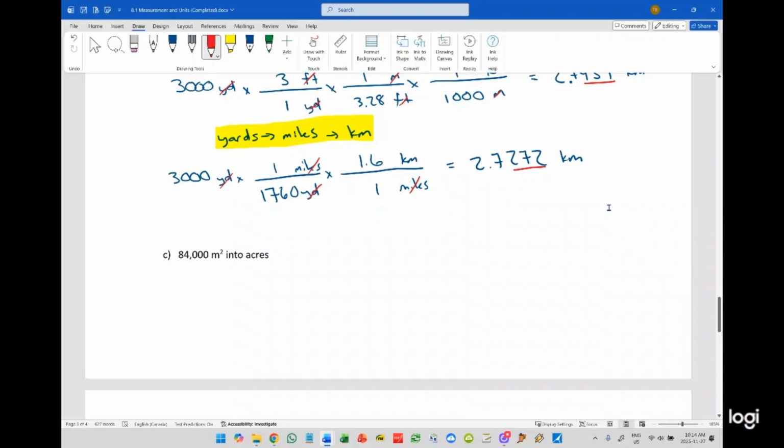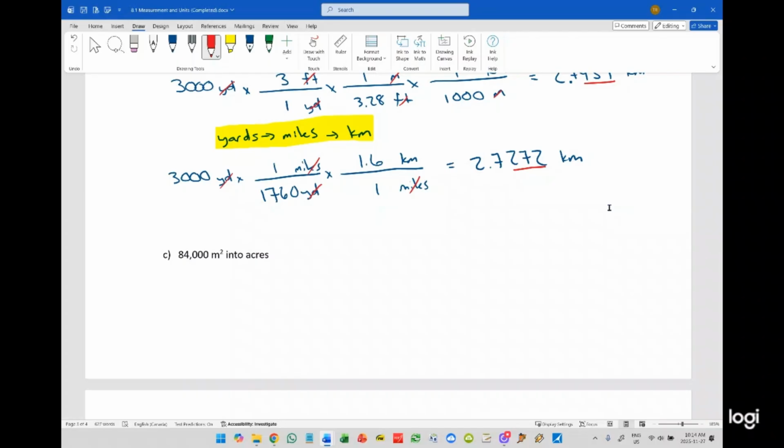All right, one more. Now, this one, I'm going to just mention something that I said earlier, which is that I know in my head that when I'm looking at properties, 4,000 square meters is roughly an acre, which means that 84,000 divided by 4,000, which is 84 divided by 4, which is 21. This should be approximately 21 acres. So that was just a quick calculation I did in my head when I'm looking at a bunch of properties on Realtor, and I want to see roughly how many acres they are. But let's actually do the proper conversion.